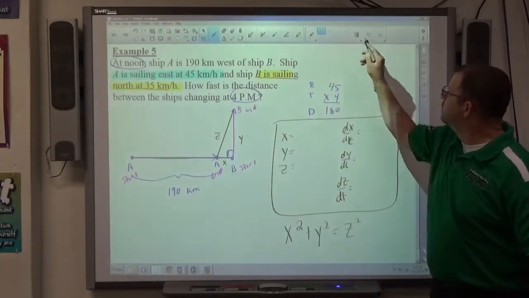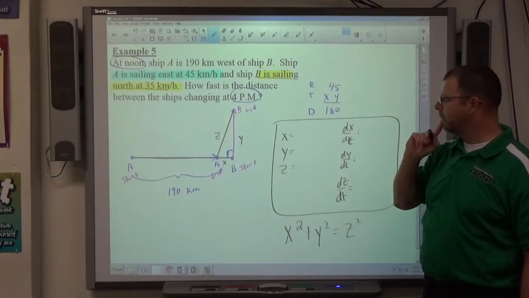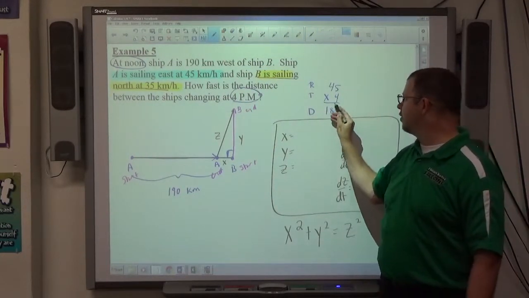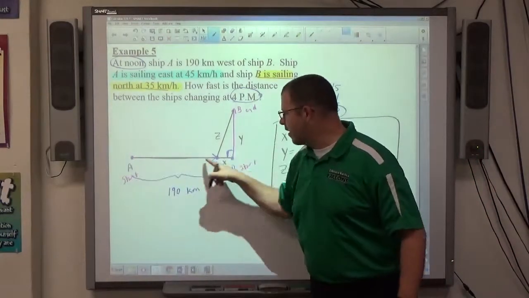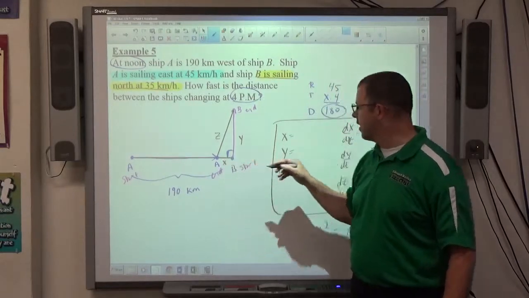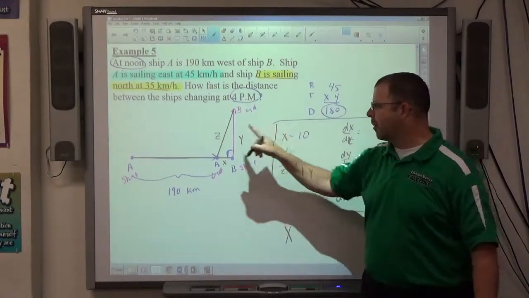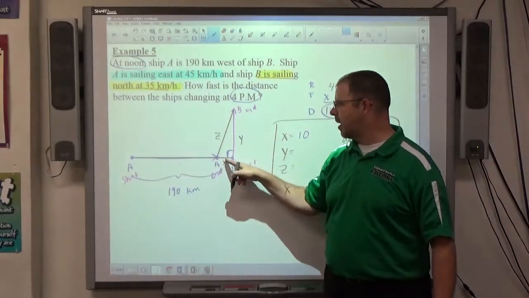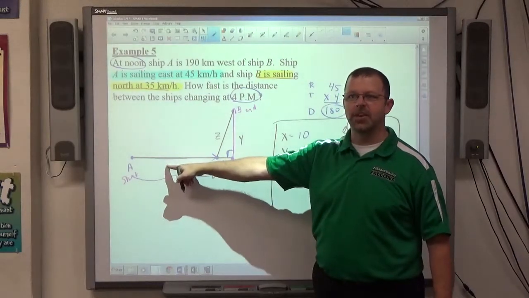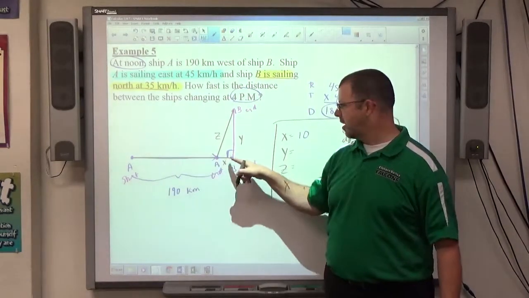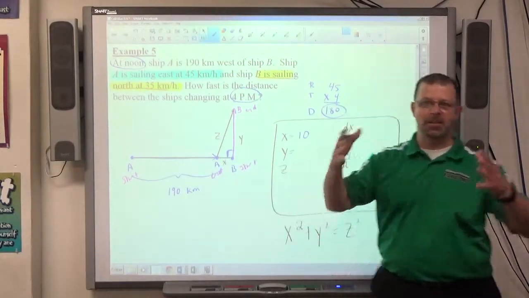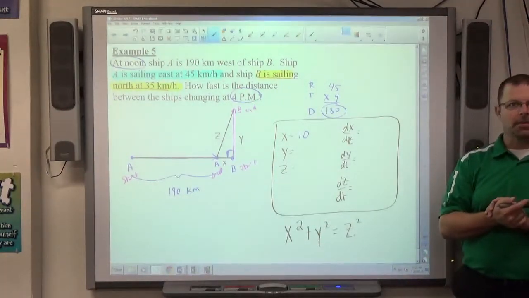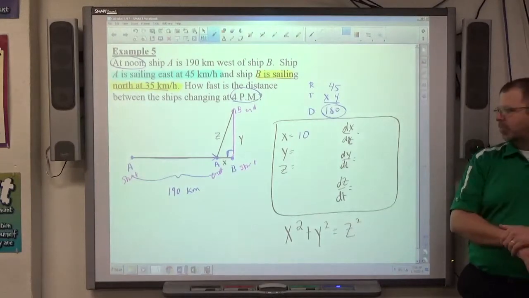What does x equal? 10. How do we know that? 190 minus 180. We've already established that ship A will have traveled 180 kilometers in those 4 hours. They started off 190 kilometers apart, so x is left to be 10. Had we called this x and this 190 minus x, now x is 180, and this is 190 minus 180, which is still 10, but now we have to work with 190 minus x in our problem. So again, anytime you use single letters instead of a binomial is much better.